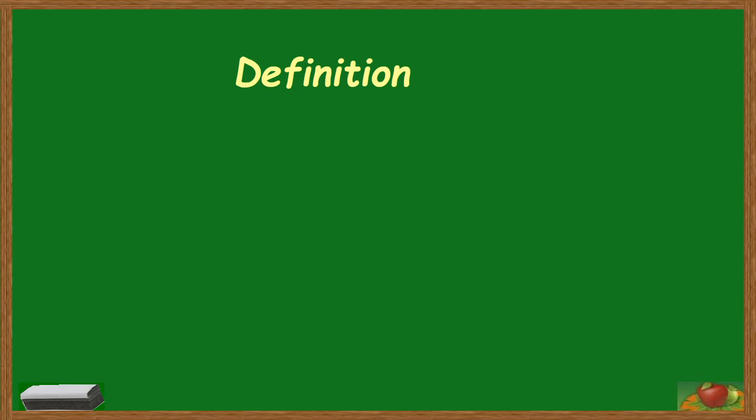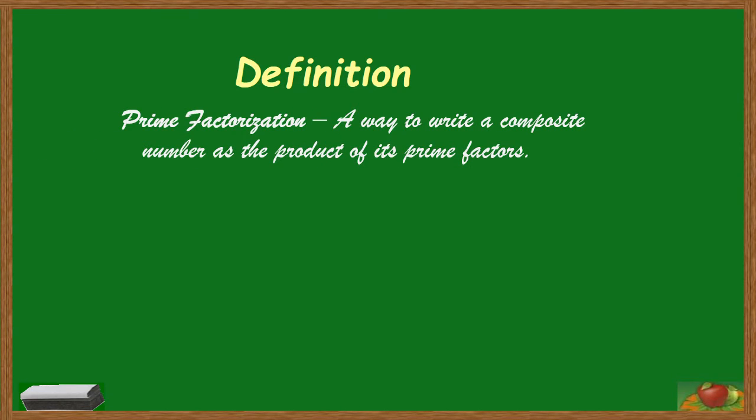Prime numbers, when you say prime numbers, are those numbers that have only two factors: one and itself. And what about composite numbers? Composite numbers have more than two factors. So today, we're going to talk about prime factorization. What is prime factorization?